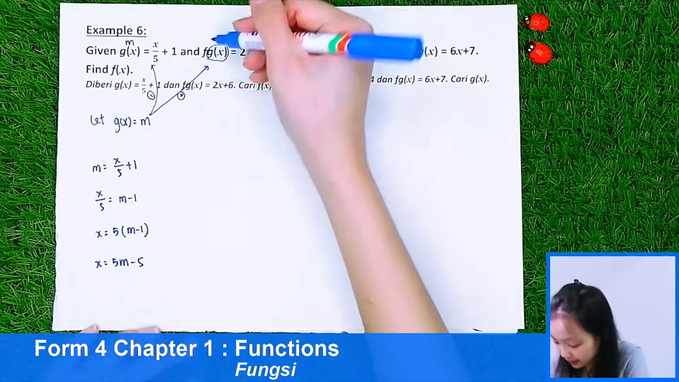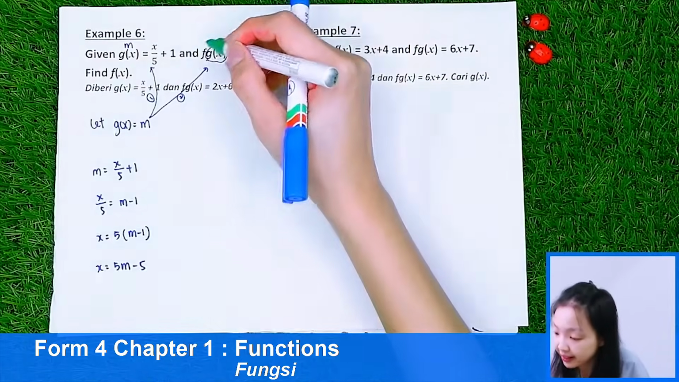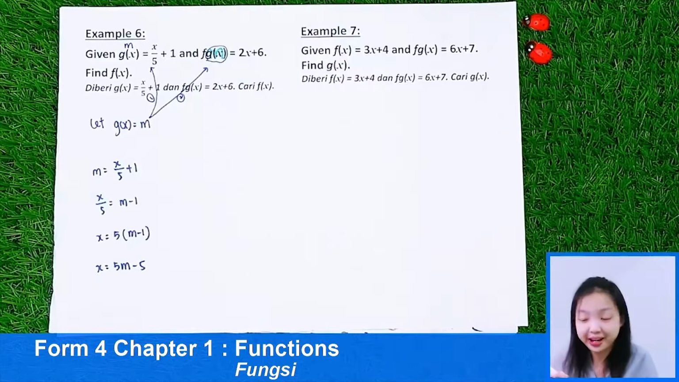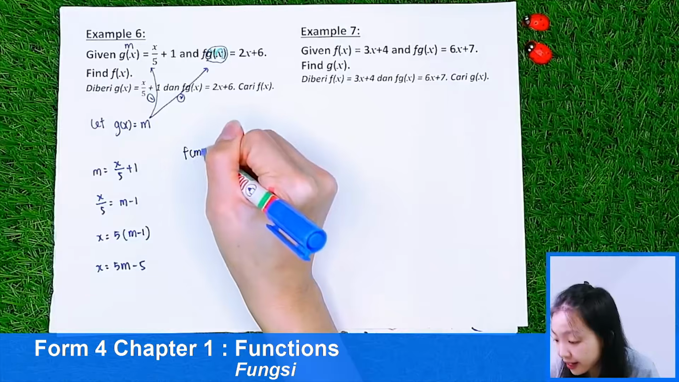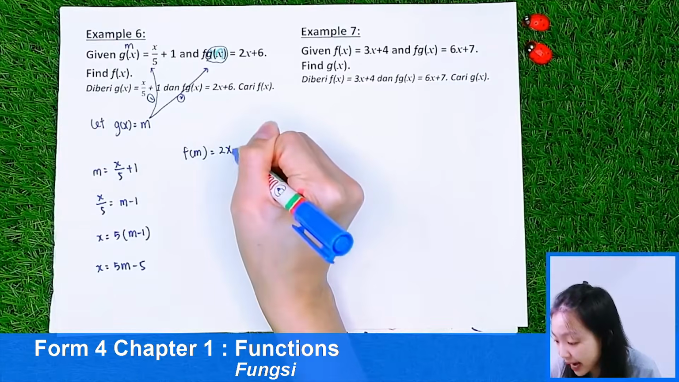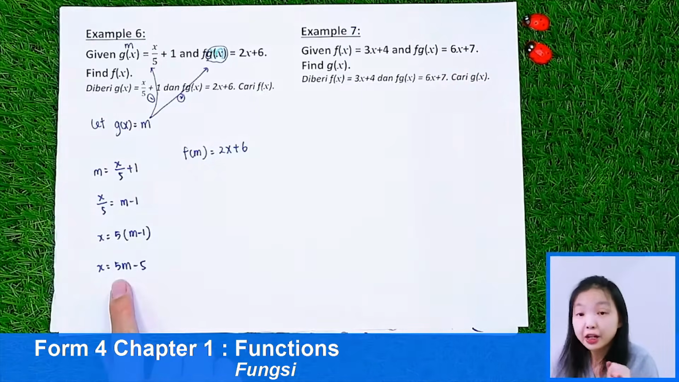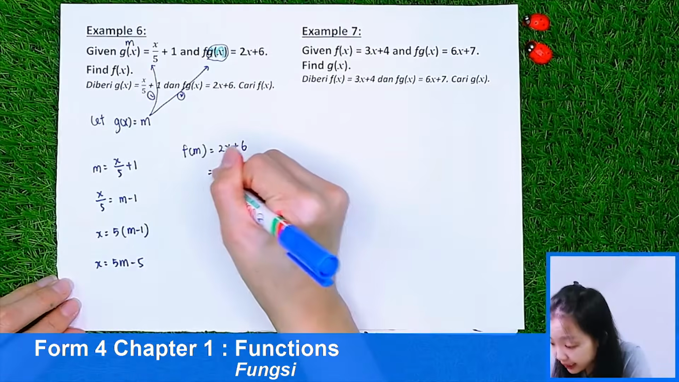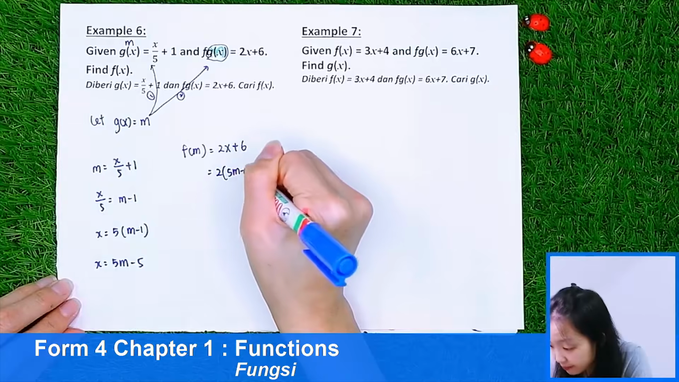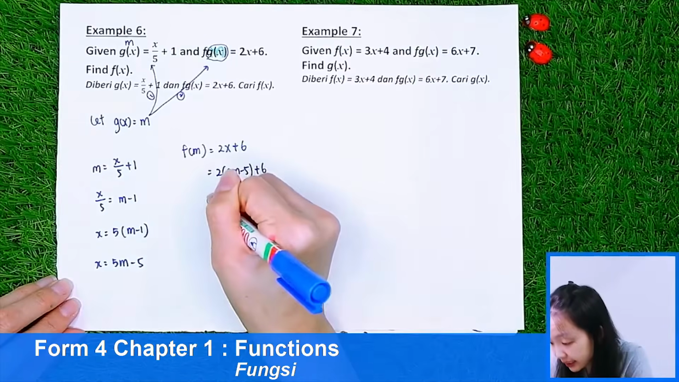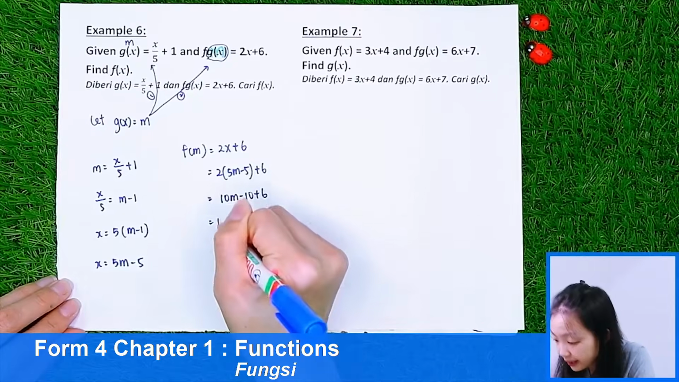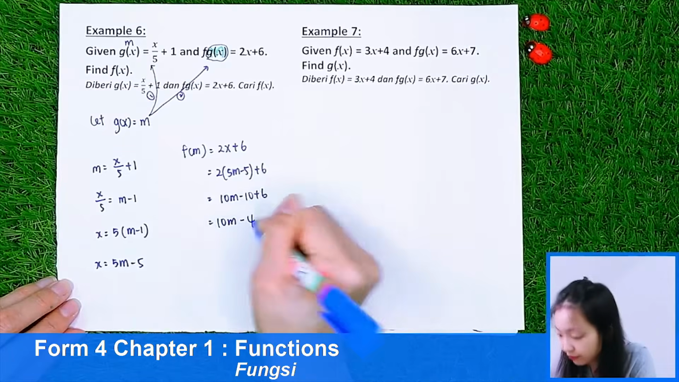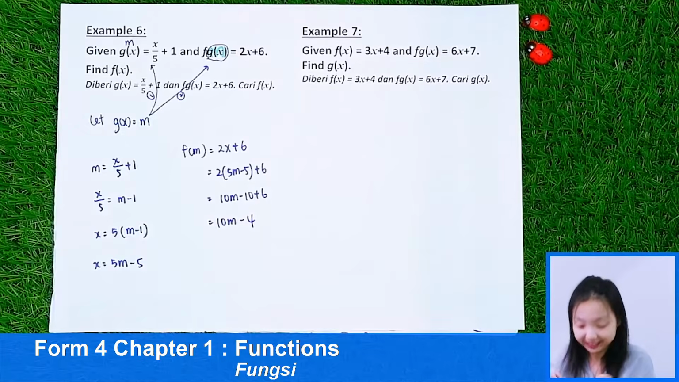So this is g(x), so this is m. Okay, so what will it become? It will become f(m) equals to 2x plus 6. Here, you have found that x is equals to 5m minus 5. You will put inside here 2 times 5m minus 5 plus 6. 10m minus 10 plus 6. 10m minus 4. You have found your answer.